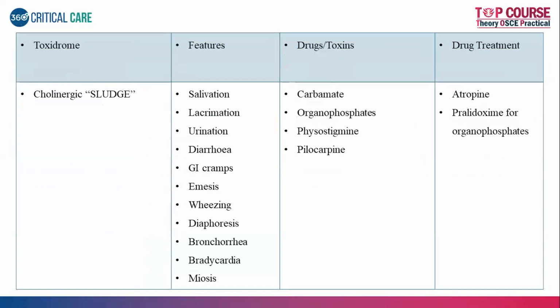Second is your cholinergics. You can write about the OP compound. Everyone knows about the OP compound. So, the cholinergic toxidrome: you all know the features. You have SLUDGE: salivation, lacrimation, urination, diarrhea, GI cramps, and emesis. The drugs which cause cholinergic symptoms are organophosphorus, carbamates, physostigmine, and pilocarpine. For drug treatment, we all know atropine and pralidoxime.